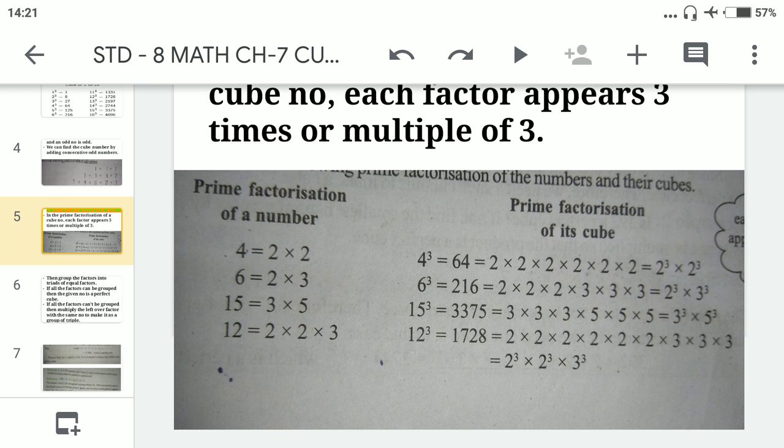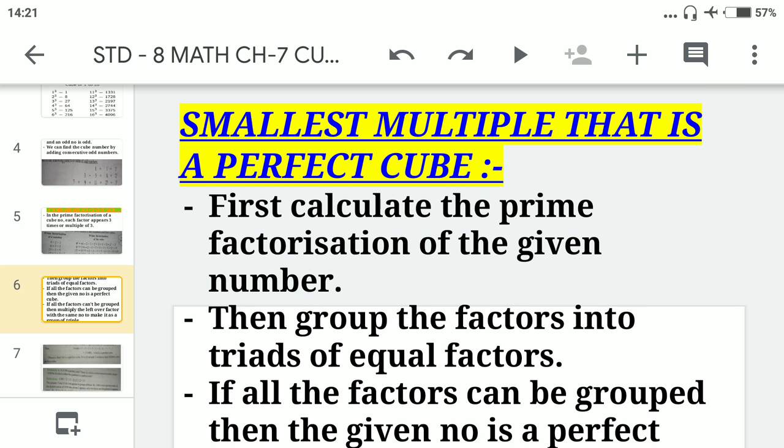So if you factorize a number and it is a perfect cube, then you can say it is the product of 3 times each of its factors. Okay. Then smallest multiple that is a perfect cube. Now the question arises: if it is not a perfect cube number, then which number should we multiply to convert that number into a perfect cube? So what to do in this case?